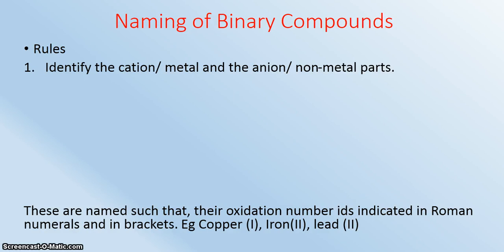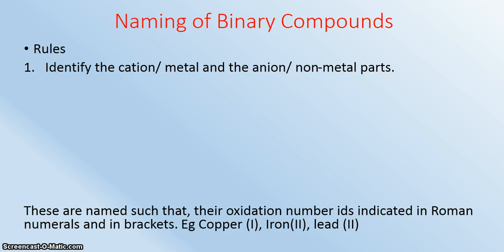But for the WIEC system, we are using what we call IUPAC, that is International Union of Pure and Applied Chemistry. We are using the IUPAC, or what we call the systematic naming. And the systematic naming is such that they come with rules. Let's look at some of the rules.